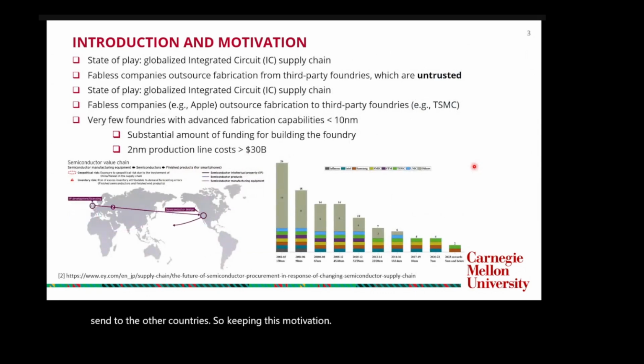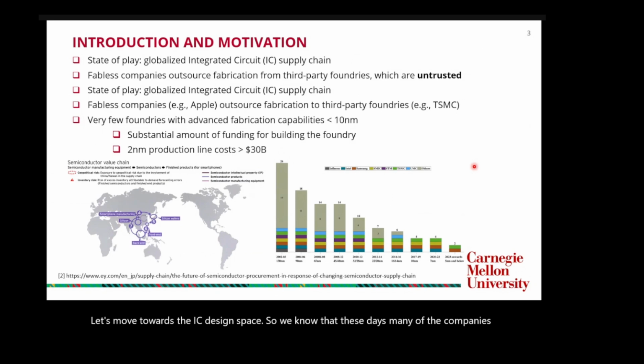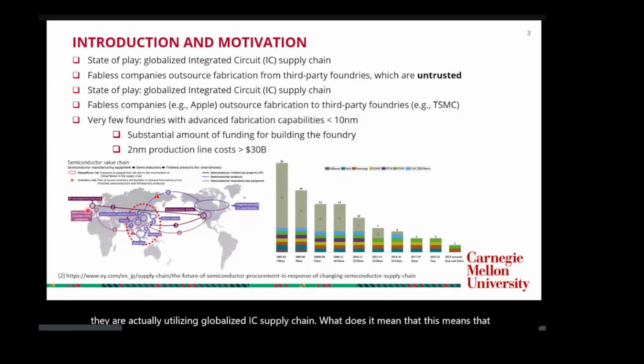These days, many companies are utilizing a globalized IC supply chain. What does it mean? For example, IP is designed in California, and after that they design the chip in, for example, Arizona, and then they send this chip to Taiwan. Then they manufacture and fabricate it, then it is sent to, for example, China, where they assemble it, and then send it to Korea, for example, for testing and so on. So the whole IC design supply chain is globalized, right?